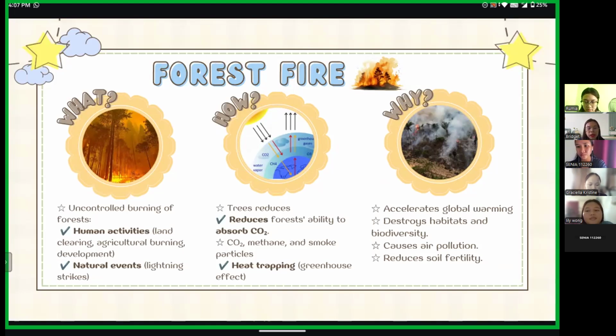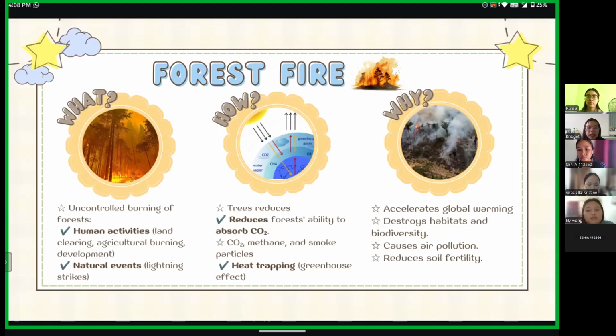There is also another cause of forest fires, which is natural events. The natural events are such as lightning strikes, which can ignite dry vegetation. During hot and dry seasons, forests become more susceptible to catching fire. Strong winds can also prolong the drought and increase the likelihood of natural fires spreading around the forest.